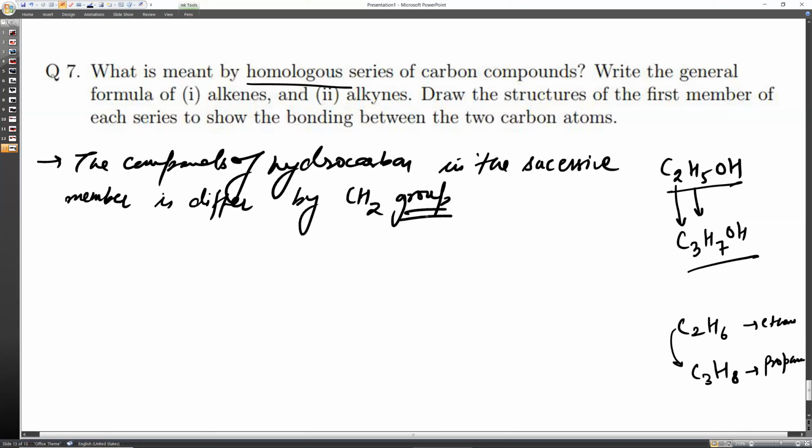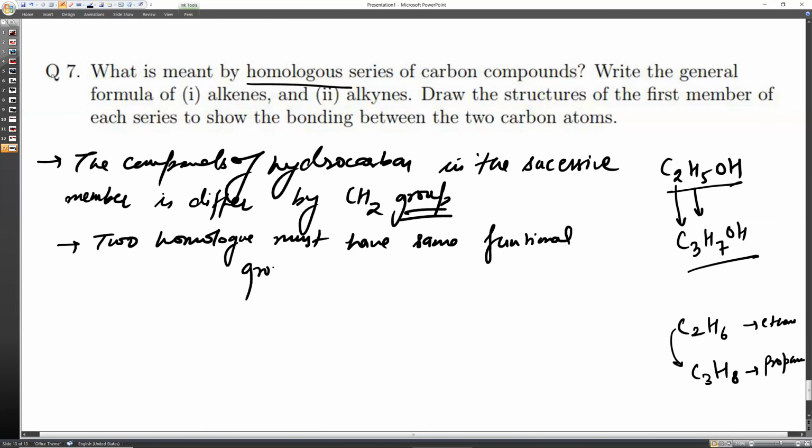But you need to keep in mind that two homologs must have the same functional group.